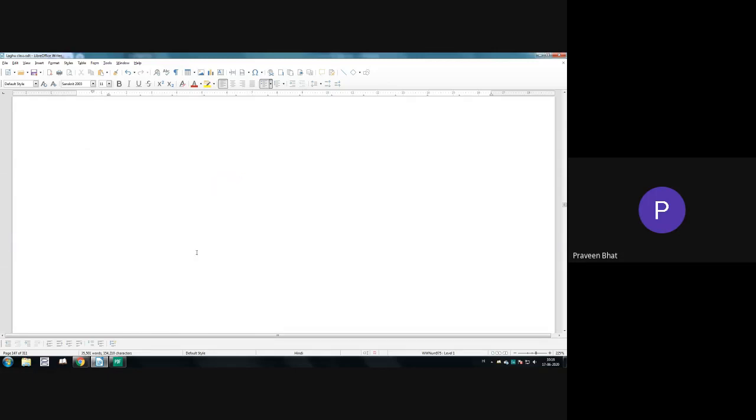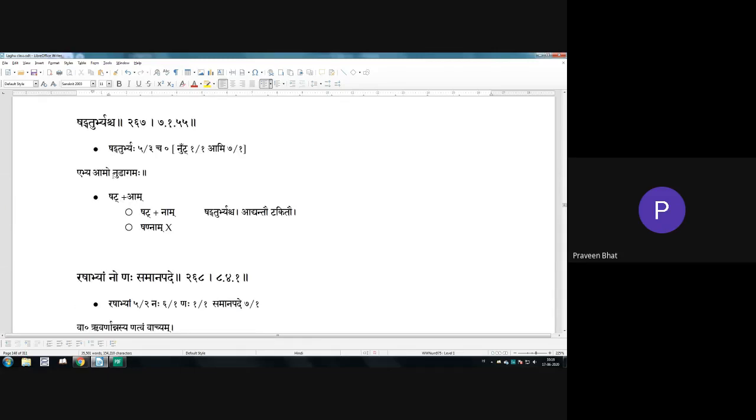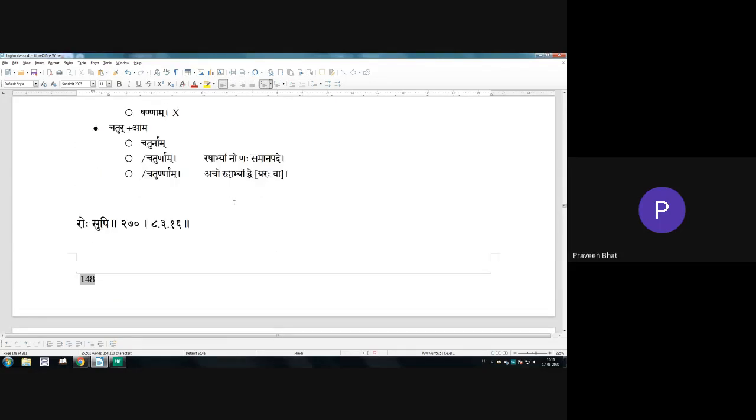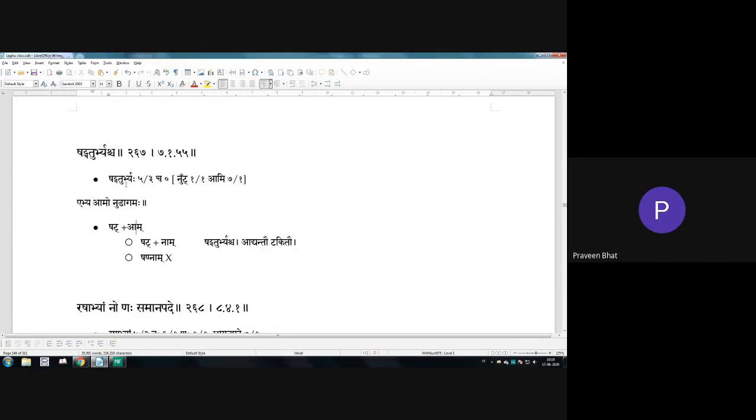But in the sutra of shat chaturbhyascha, shat sanya was used. This shnanta shat, that sanya has been used here. So that is one sanya pradesha, where it will be useful. But what happens here? Shat plus aam. Why did we look at this? Because there is this aam. Aam pratyaya gets a nudagama. Here we should have said nut. Nudagama. Aami pare nut.